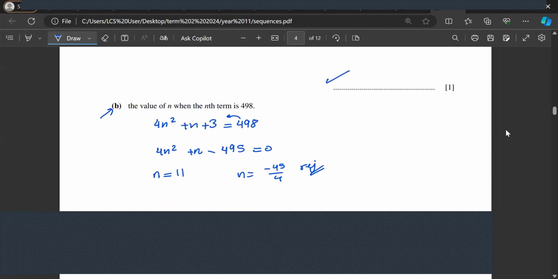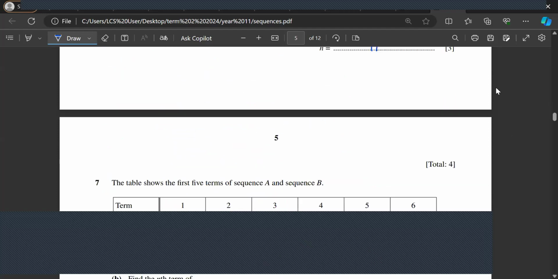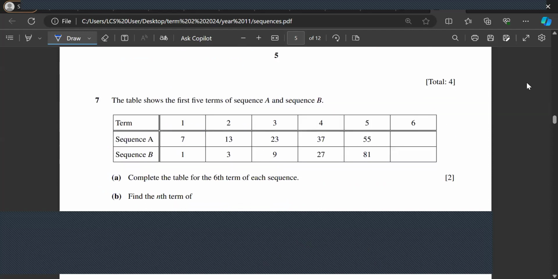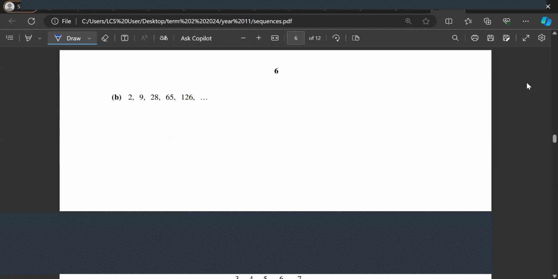Okay, can we go through a cubic one, please? Yes. Okay, it was which question? I think this question.